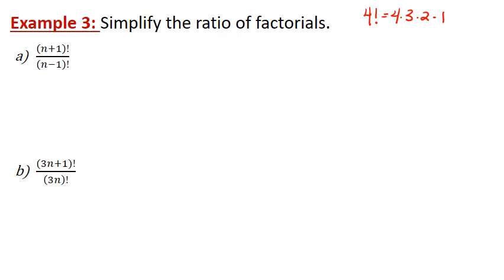So if we see 4 factorial, it's 4 times 3 times 2 times 1. If we see 6 factorial, that's 6 times 5 times 4 times 3 times 2 times 1. 0 factorial is always 1.